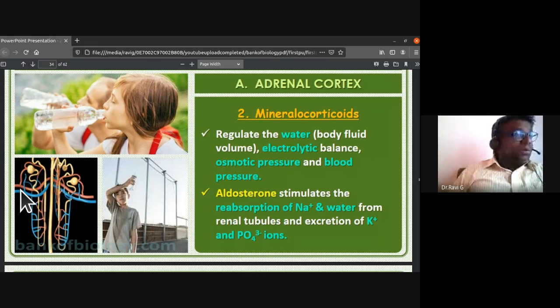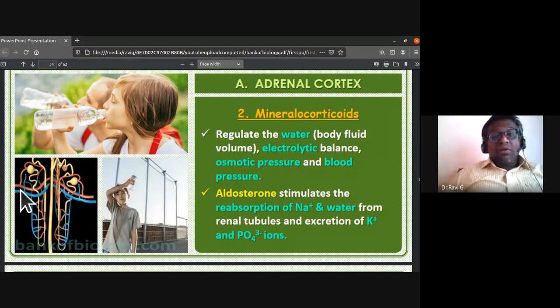So this antidiuretic hormone and aldosterone play a very important role in conservation of water. The mineralocorticoids regulate the body fluid volume, electrolytic balance, osmotic pressure, and blood pressure. That is the major role of mineralocorticoids like aldosterone. They regulate the water, that is the first function. Then they regulate electrolytic balance, osmotic pressure, and blood pressure.